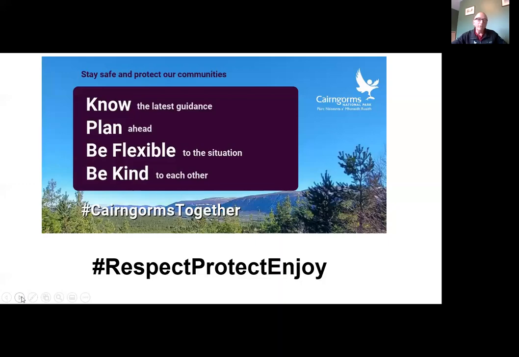I think it's true that both the National Park Authority and the Cairngorms Business Partnership are good at preaching to the converted. We're good at telling the people who love the Cairngorms how to love it more. We need to do more work on the new audience. But it's not just about messaging, it's not just about social media.